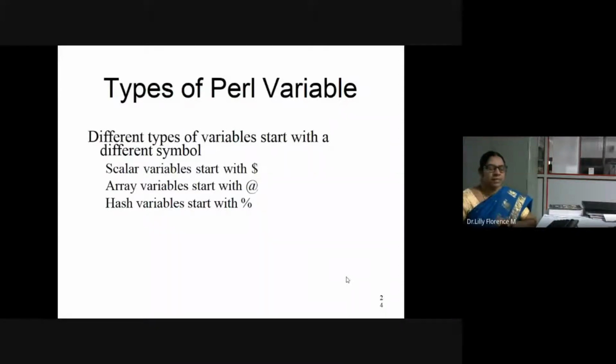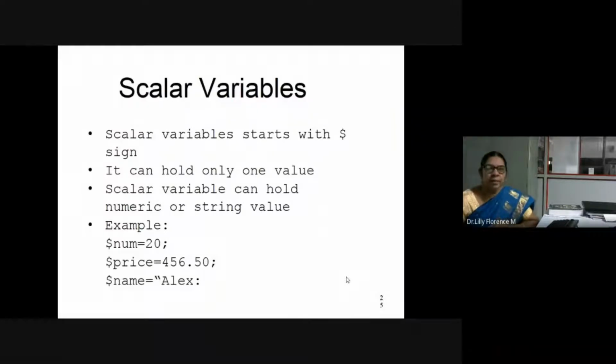Scalar variable. A scalar variable is a variable which can hold a single value. So this scalar variable starts with a dollar sign. That is, every scalar variable must be preceded with a dollar symbol. A scalar variable can hold a numeric value or string values. For example, this is a scalar variable: dollar num, which holds 20. So 20 is an integer value that can be stored in num.